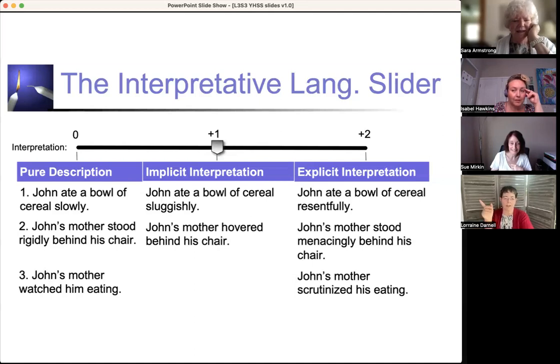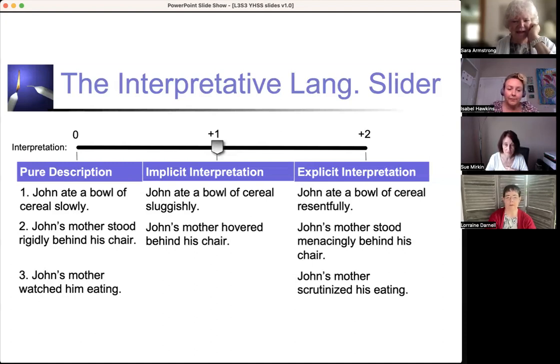Good. John's mother focused all of her attention on his eating. Yes, that's a lot more like scrutinize, isn't it? It's a really intense watching. It's not a casual watching. It's not a delighted watching necessarily. It's focusing all of her attention. So yeah, you're somewhere in this explicit end of things. Well done.